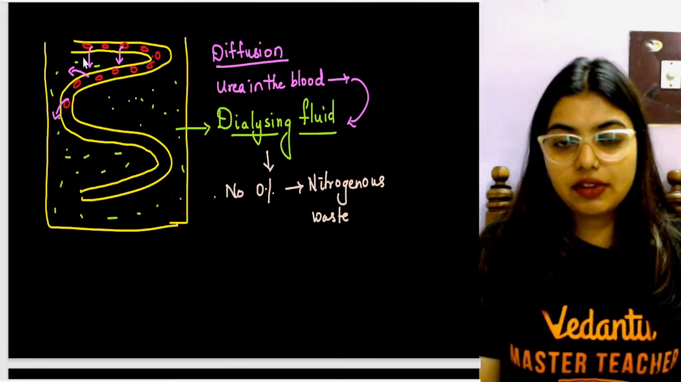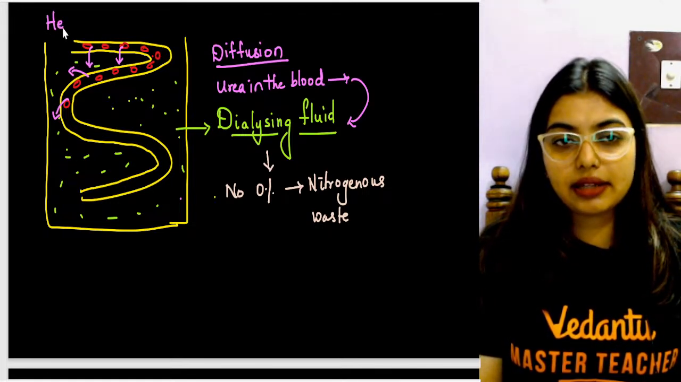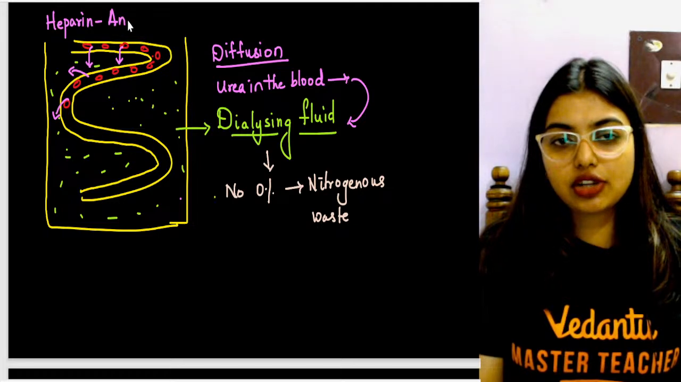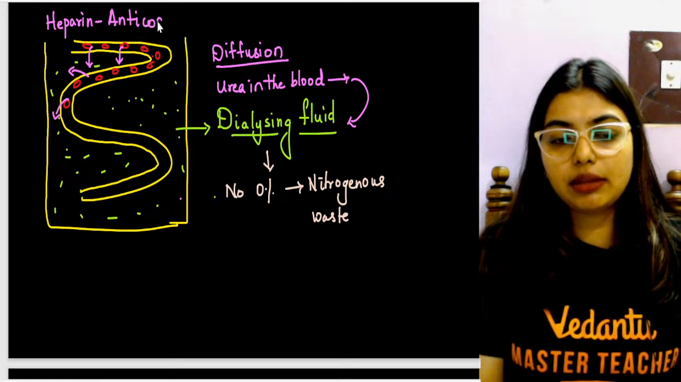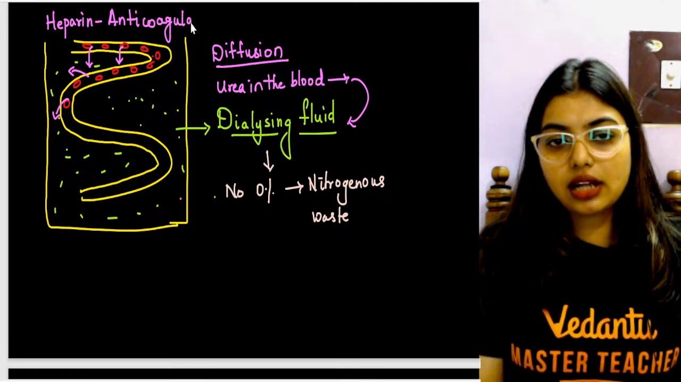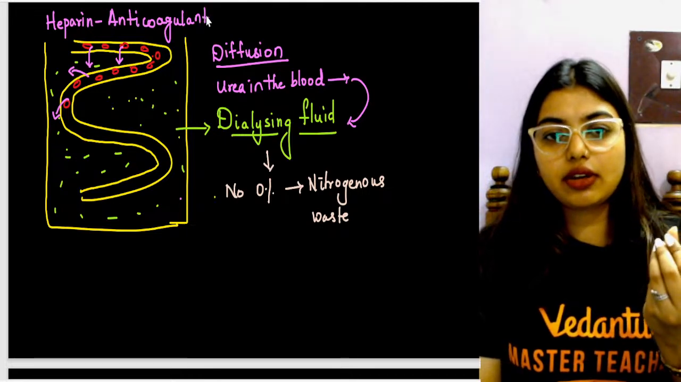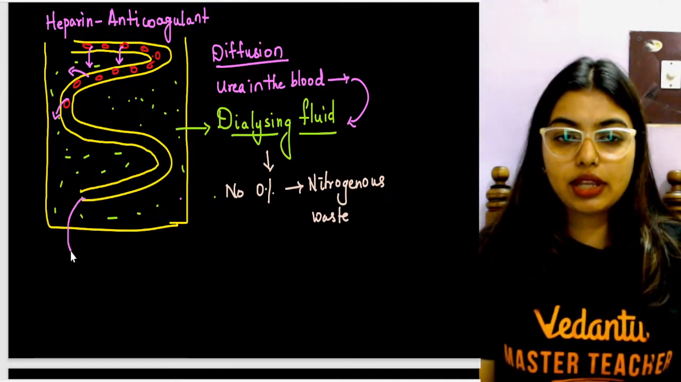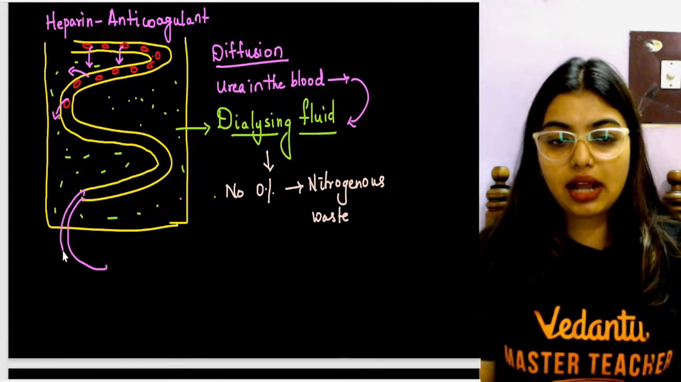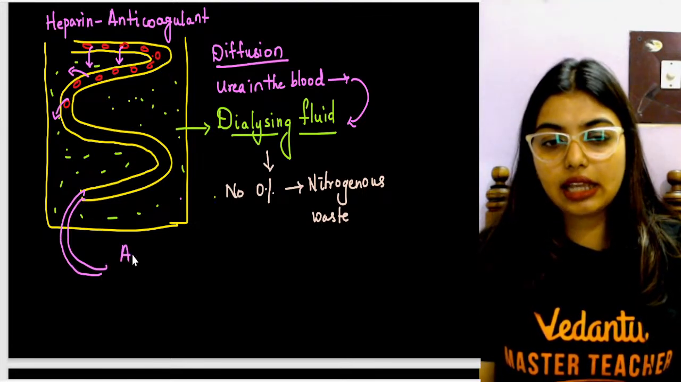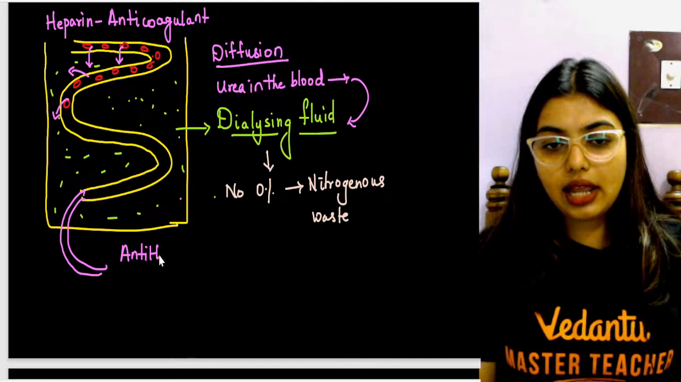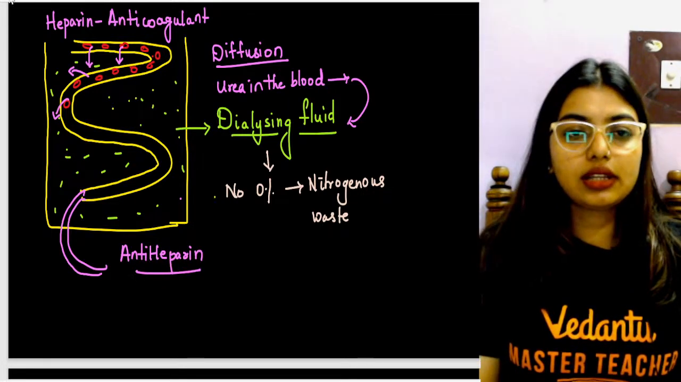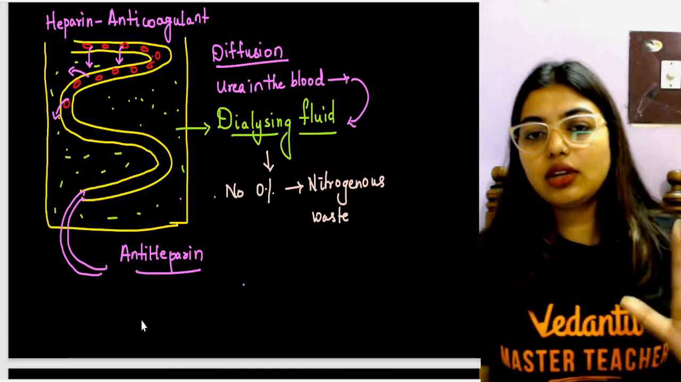Now when we are taking the blood, we will add heparin, which is an anticoagulant, because the body naturally makes it. When we take the blood out, it will immediately start coagulating. So to avoid that, we will add heparin. Then when we are adding the blood back to the person's body, we will add anti-heparin. Clear or not? Yes. This is how dialysing fluid works.